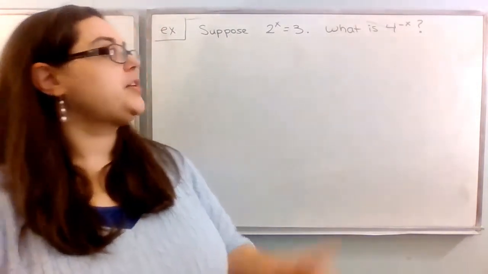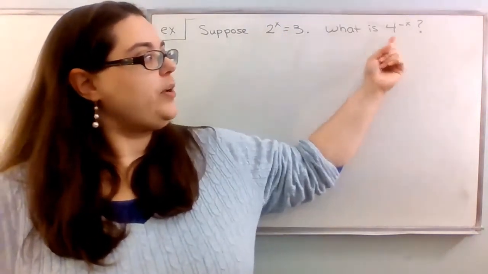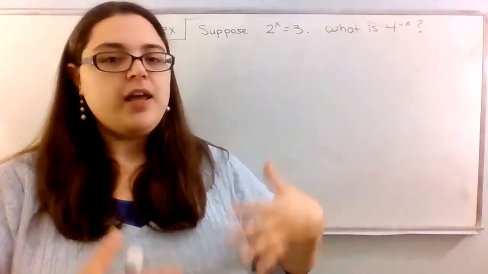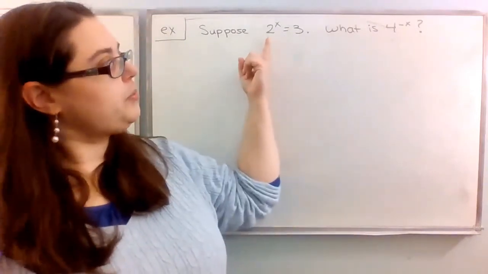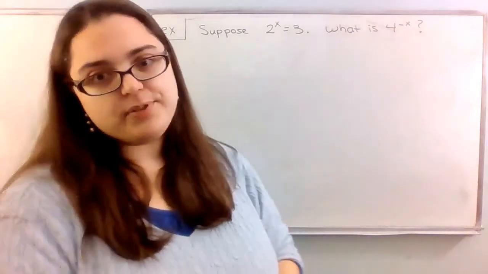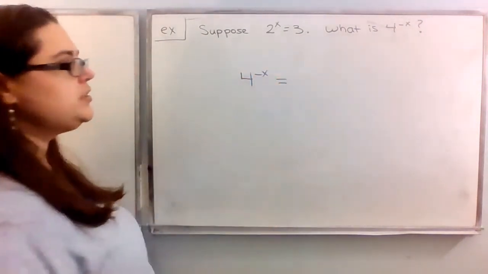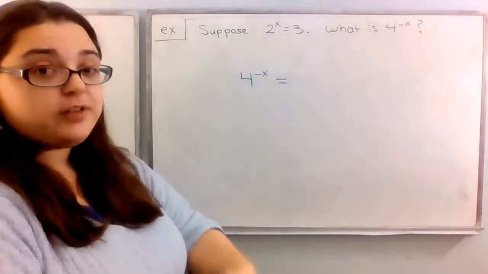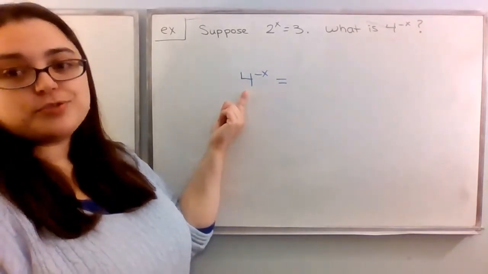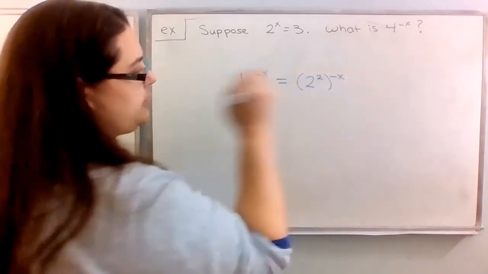So here's how we can figure out what 4 to the negative x is going to be. Because we know what 2 to the x is equal to, our goal is to see if we can rewrite this expression so that it has a 2 to the x to some power. If we can do that, then we'll be able to replace the 2 to the x in that expression with a 3. So here's how we start out. 4 to the negative x equals. Now the good news is I happen to know that 4 is the same as 2 squared, right? So I can rewrite 4 as 2 squared. So I get 2 squared to the negative x.